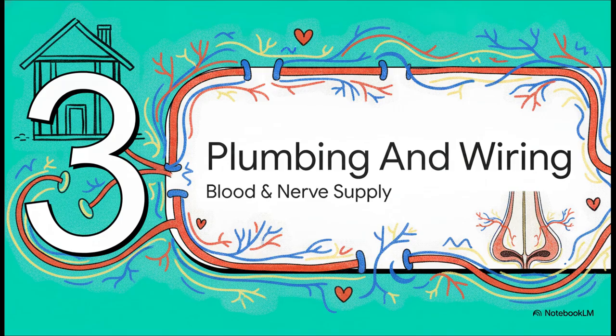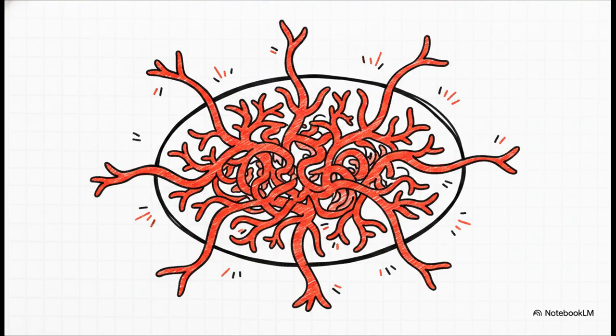Section 3. Plumbing and wiring. But hey, a house isn't just framing and drywall, right? It needs internal utilities to actually function. So when we look at the quote-unquote plumbing of the nasal septum, the arterial supply is honestly staggering. Check this out. We have the anterior ethmoidal artery, the posterior ethmoidal artery, the sphenopalatine artery, the greater palatine artery, and the superior labial artery. All of these rapid-fire right into this single structure. It really emphasizes just how highly vascularized and resource-heavy this relatively tiny partition of your face truly is.